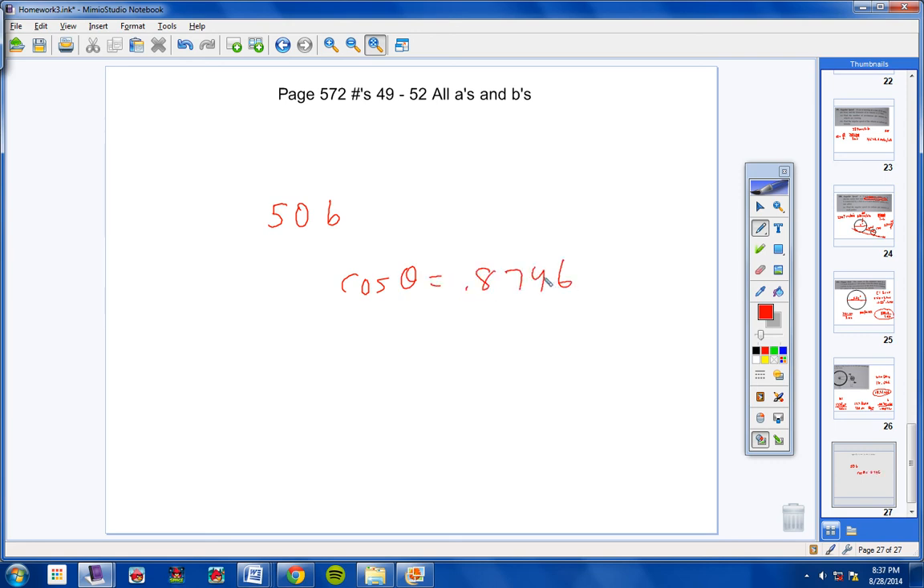I'm already in radians, so I'm going to hit second cosine and then 0.8746, and the radians would be 0.5062 if you round correctly. And then quickly change your mode over to degrees, and inverse cosine 0.8746, and the degrees will be 29.00, so I'm just going to call that 29 degrees. Okay, moving on to 51A.